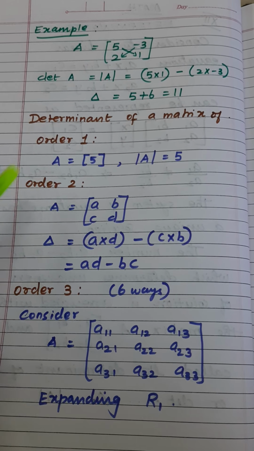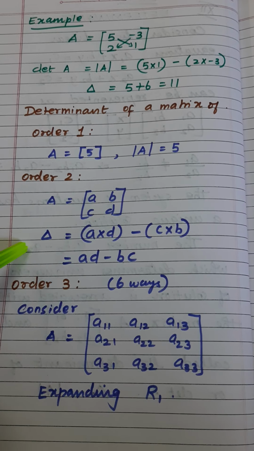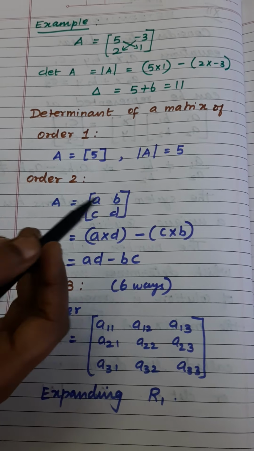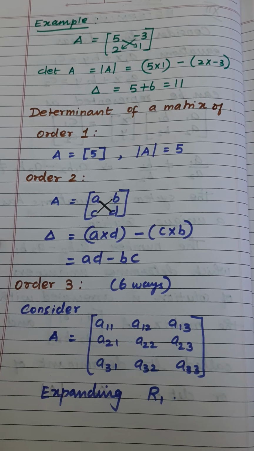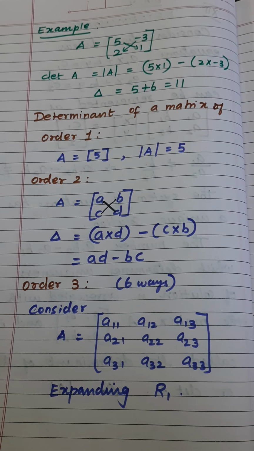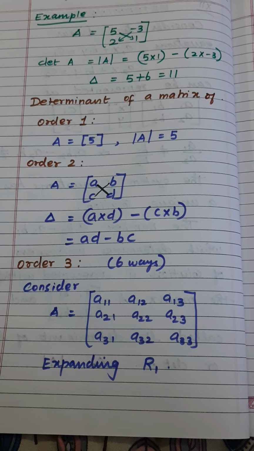Now for order 2, A is a 2 cross 2 matrix [a, b; c, d]. The determinant, del, is the product ad minus cb. So ad minus bc. Now for order 3, we can find the determinant of a 3 by 3 matrix in 6 ways.